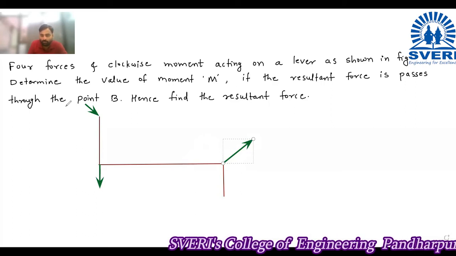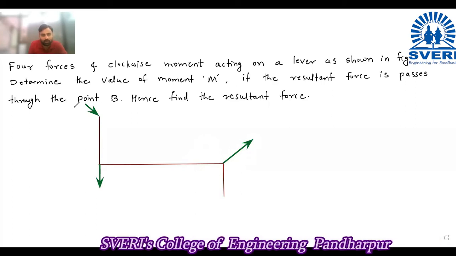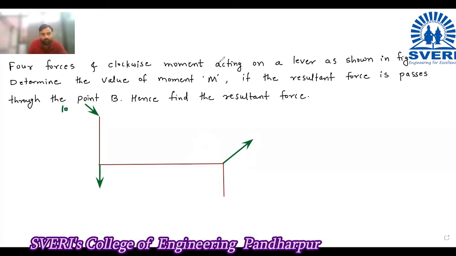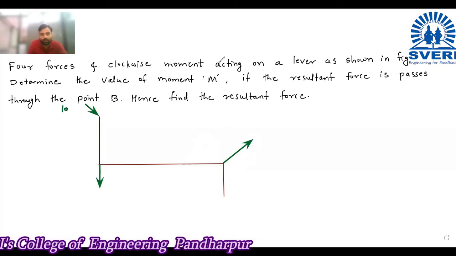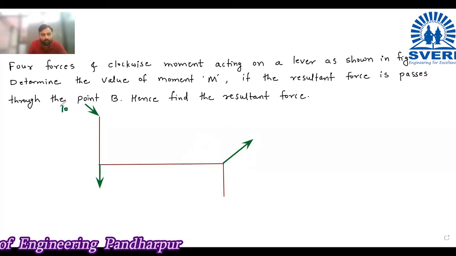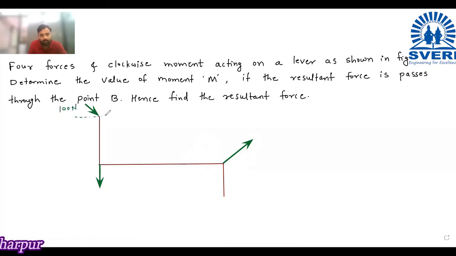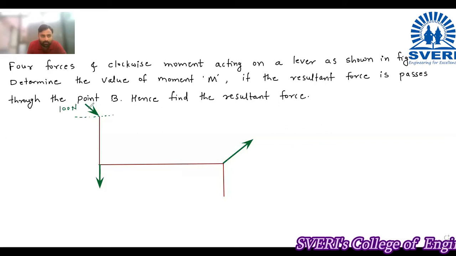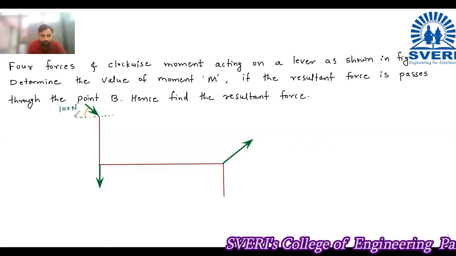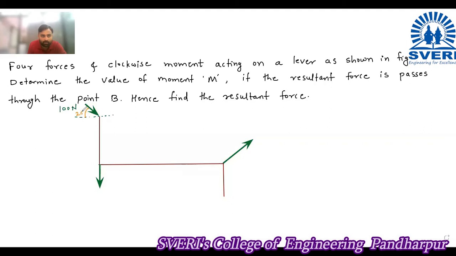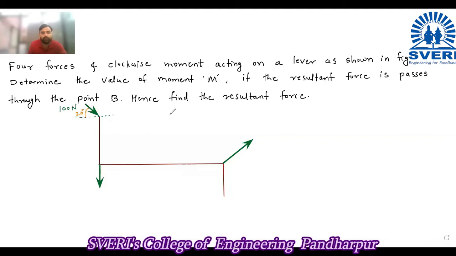Now I will give the names. This is the 100 Newton force, and this angle, I will write the angle. This angle is 20 degree. So the angle subtended by this force is 20 degree.